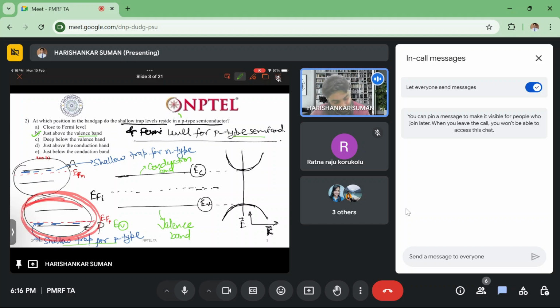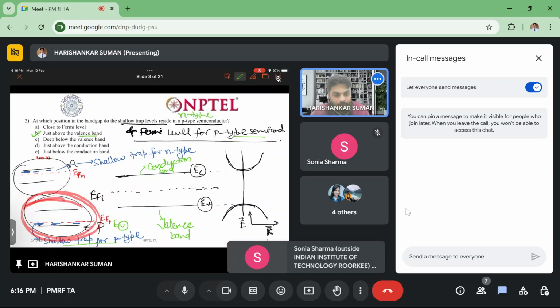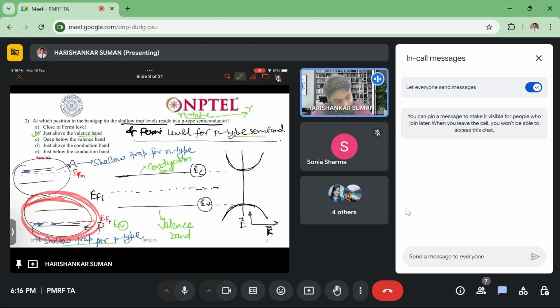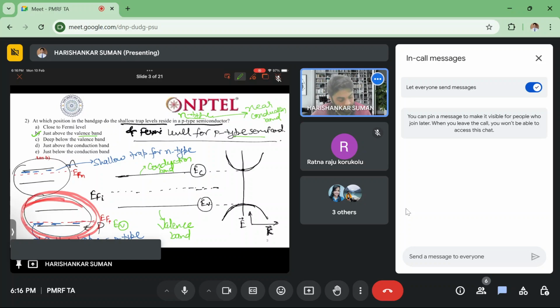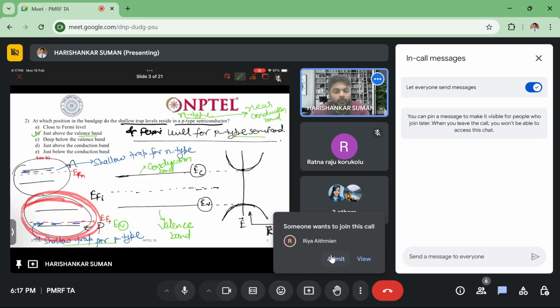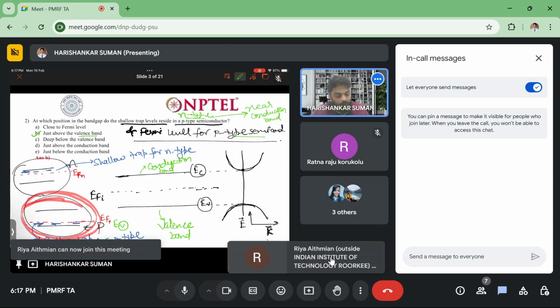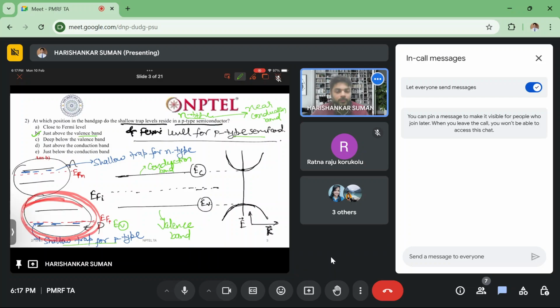If the question asks like that for N type, then what will be the answer? Near the conduction band. For N type, near the conduction band, but for P type, near the valence band. Okay, clear? If you have doubt, please ask.